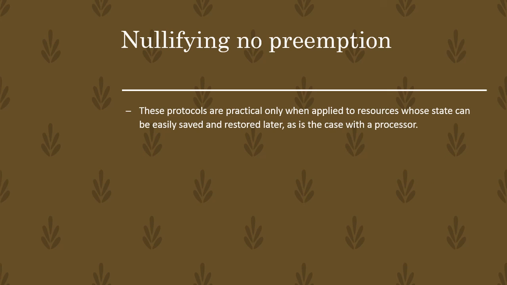Nullifying no preemption. These protocols are practical only when applied to resources whose state can be easily saved and restored later, as is the case with a processor. So if you cannot save and restore the state of a resource, you cannot preempt it. The no preemption condition can be prevented in several ways.